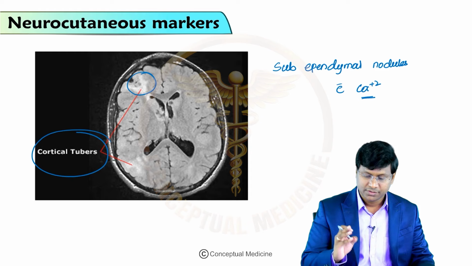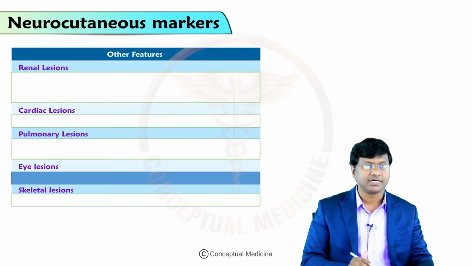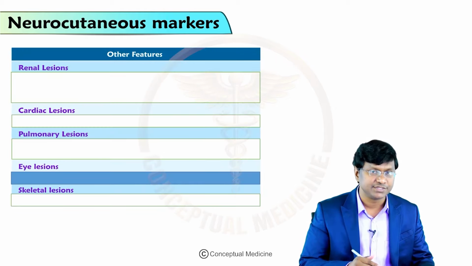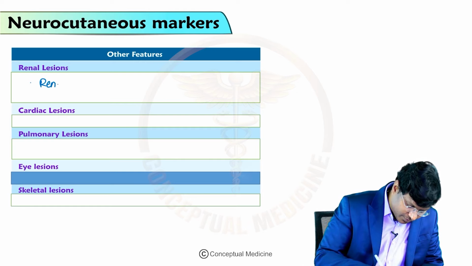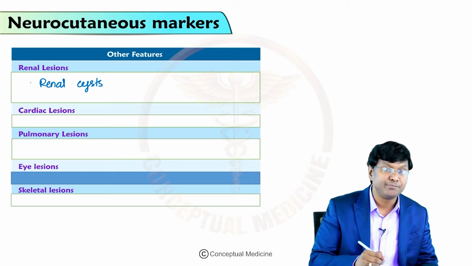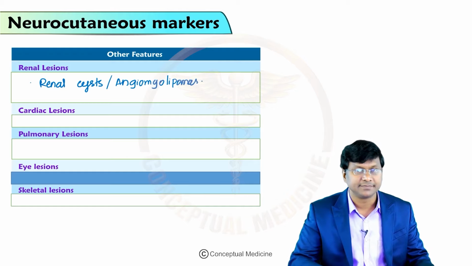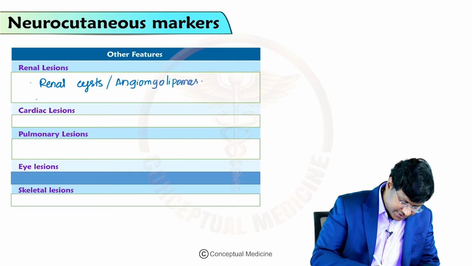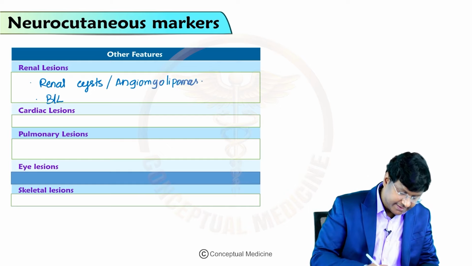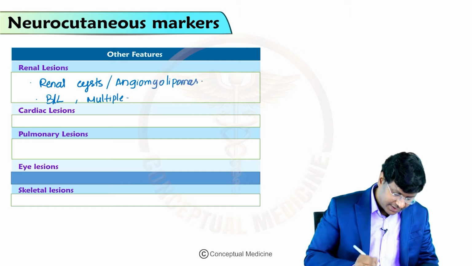Then, apart from this, we have discussed cutaneous manifestations, then we have discussed the CNS manifestations. Then you need to know what the other features are. The other features include the renal lesions, and these renal lesions will be in the form of renal cysts or angiomyolipomas may occur. And these renal lesions are bilateral, and they are often multiple.